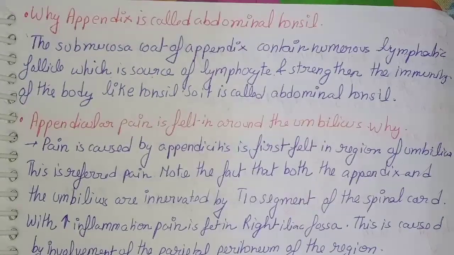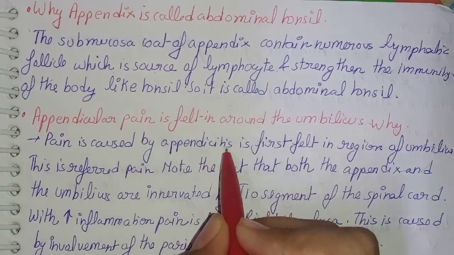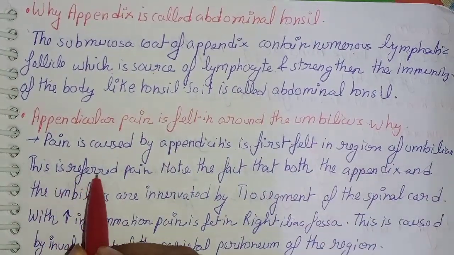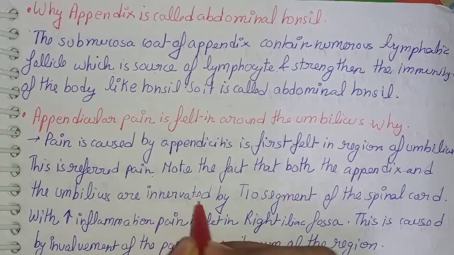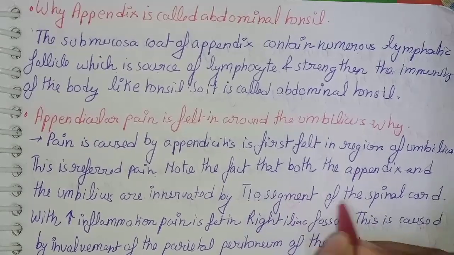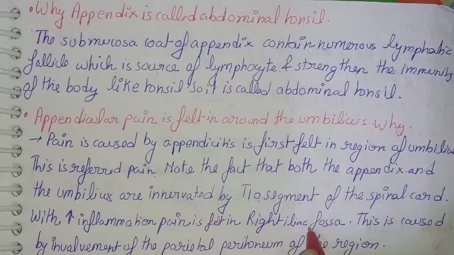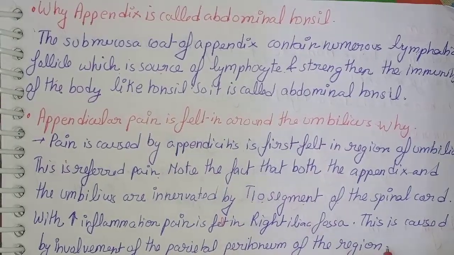Now why is appendicular pain felt around the umbilicus? Pain caused by appendicitis is first felt in the region of the umbilicus. This is referred pain. Note the fact that both the appendix and umbilicus are innervated by the tenth thoracic segment of the spinal cord. With increase in inflammation, pain is felt in the right iliac fossa. This is caused by the involvement of the parietal peritoneum of the region.